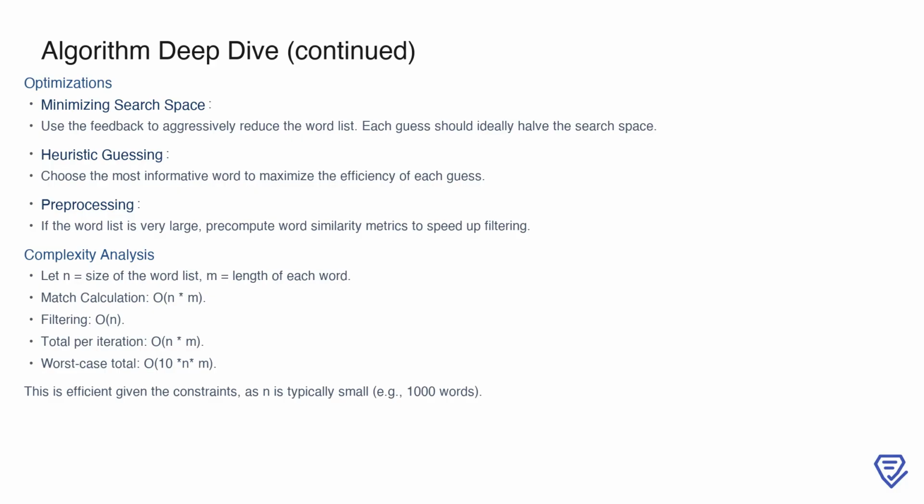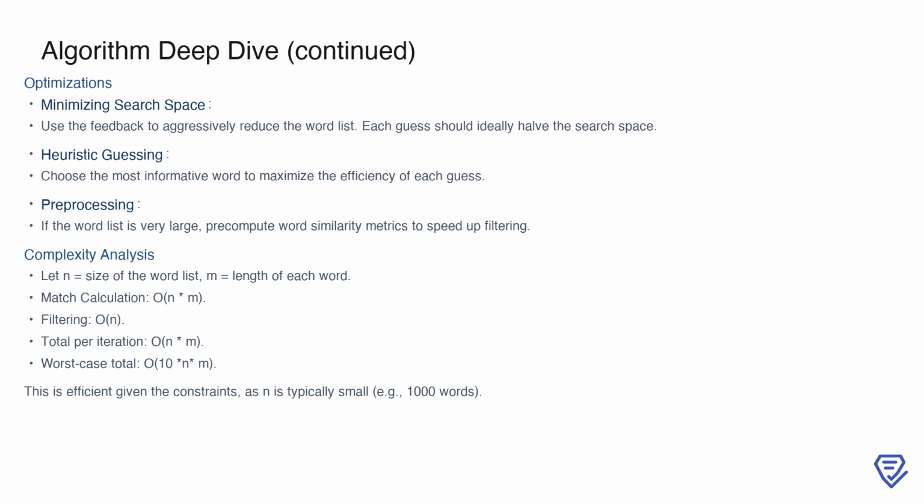To optimize the algorithm, we focus on minimizing the search space as aggressively as possible. The feedback from each guess is used to eliminate invalid words, and the goal is for each iteration to ideally halve the size of the word list. To achieve this, we use a heuristic that selects the most informative word for each guess, maximizing the efficiency of the search. Pre-processing the word list can also help in cases where the list is very large. For example, pre-computing word similarity metrics can speed up filtering operations.